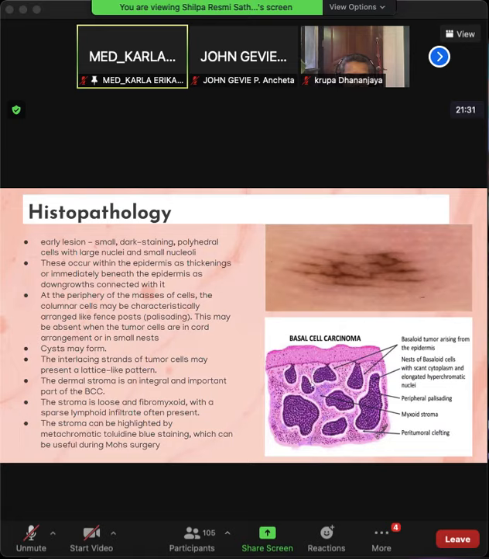Nests are also seen here in this picture. Cysts may also form, and the interlacing strands of tumor cells may present a lattice-like pattern, which is this. This is a lattice-like pattern, and the dermal stroma is an integral and important part of the BCC. The stroma is loose and fibromyxoid, with a sparse lymphoid infiltrate often present. And the stroma can be highlighted by metachromatic toluidine blue staining, which can be useful during Mohs surgery.